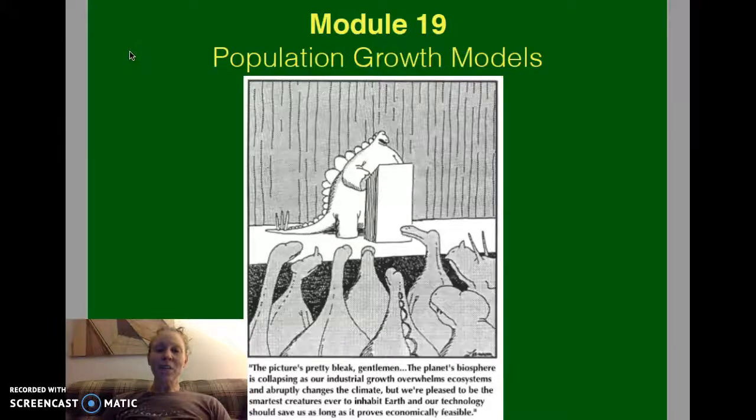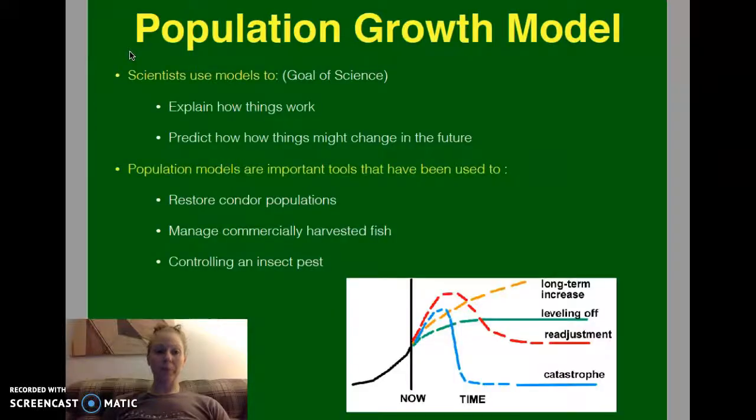Hey there. In Module 19, we are talking about population growth models. We use population growth models to predict the future of our populations, what they will look like in the near future and in the long term. That lines up very closely with the goal of science, which is to observe how things work in the natural world so that we can make predictions about the future.